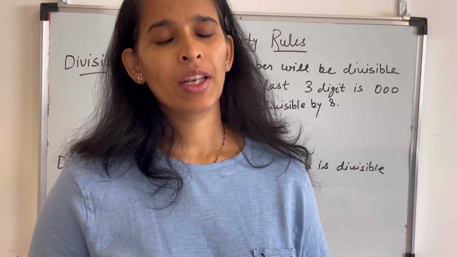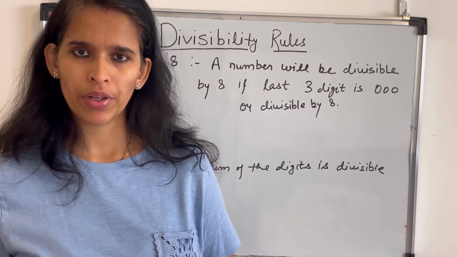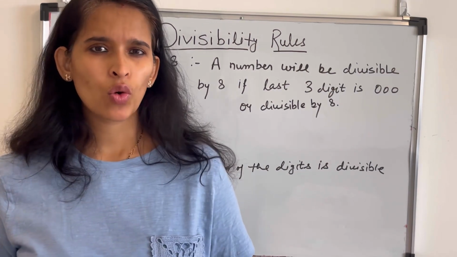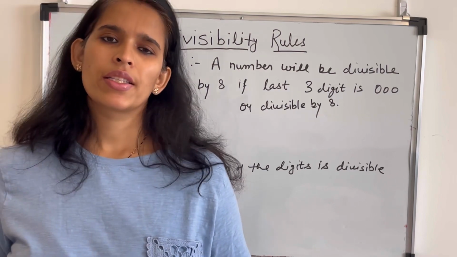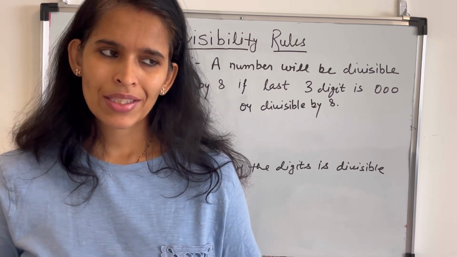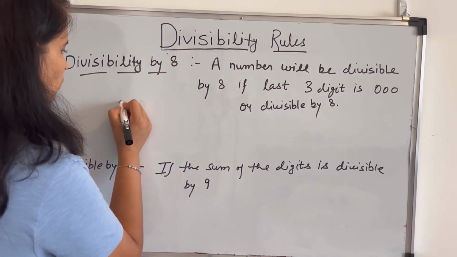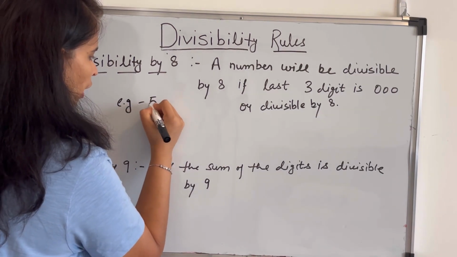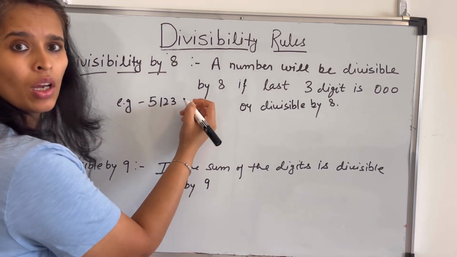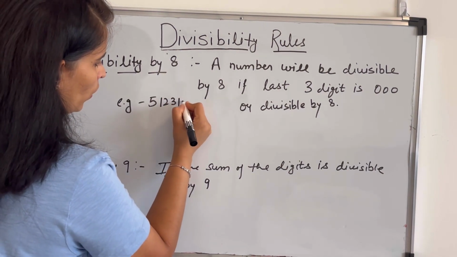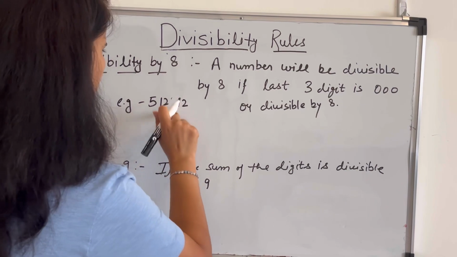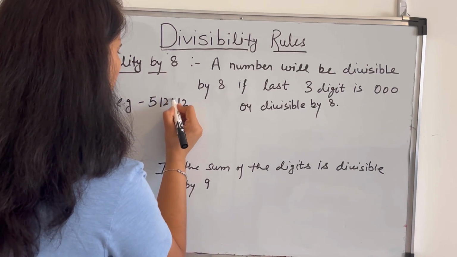Divisibility rule of 8. If the last 3 digits of a number are either 0 or divisible by 8, then we can say that number is divisible by 8. So let's take one example: 5, 1, 2, 3, 3, 1, 2, or we can say that it should be 5, 1, 2.